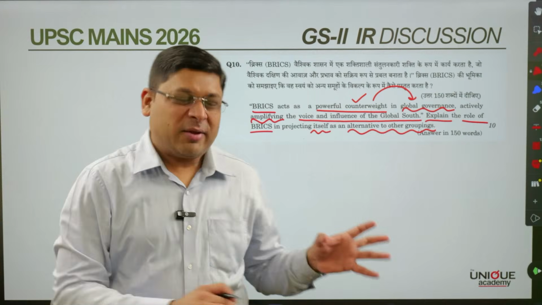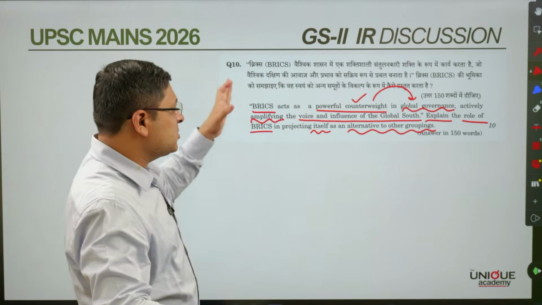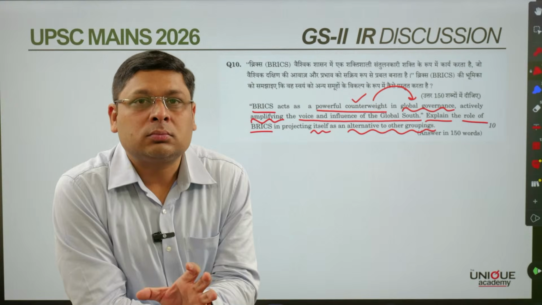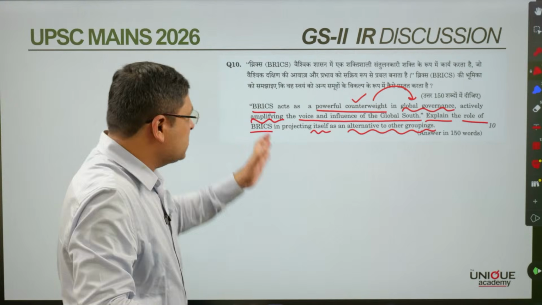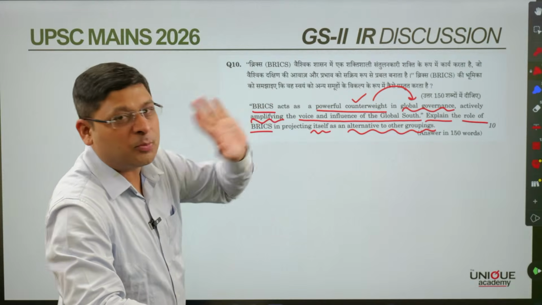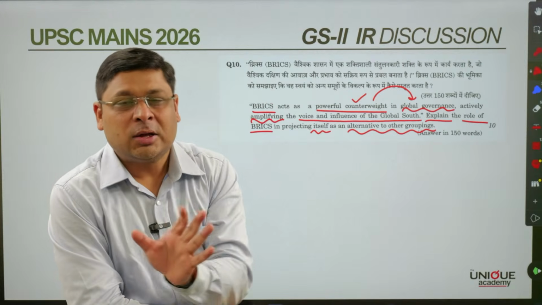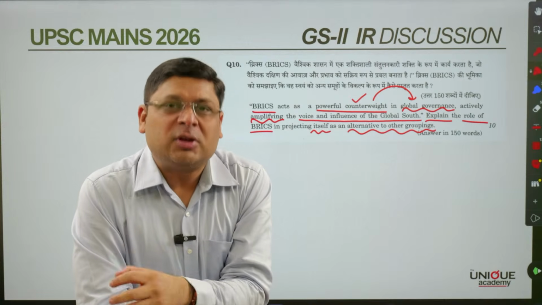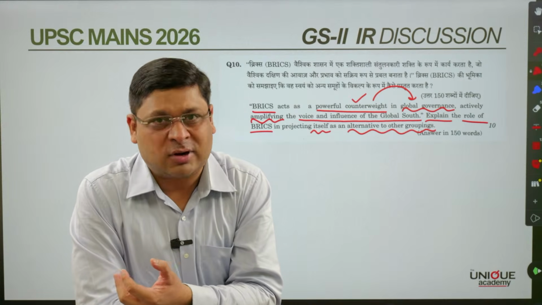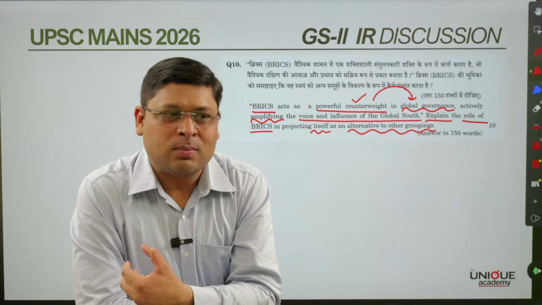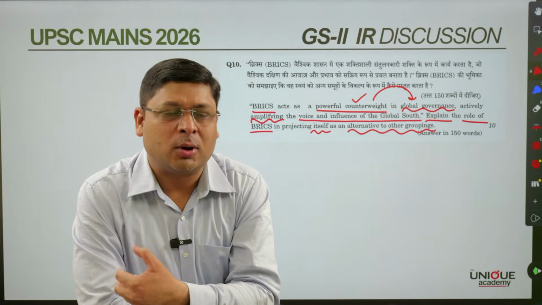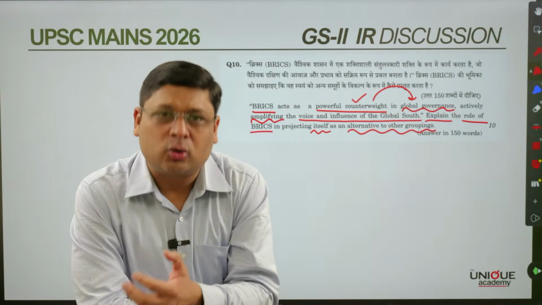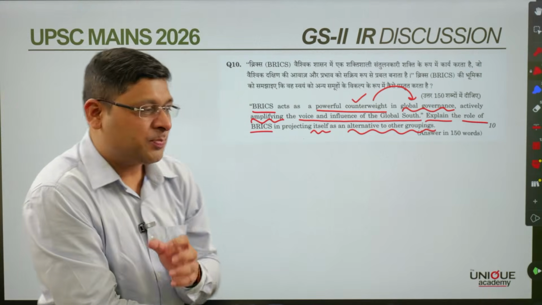Let's go one by one. First of all, please understand the statement looks broadly true. What is the statement? Let us repeat that. BRICS acts as a powerful counterweight. There's no doubt about that. Because consistently, BRICS countries and collectively BRICS have been advocating for reforms in global governance. You talk about UNSC, you talk about the World Bank, you talk about the IMF. They have been talking about reforms, right? That is one aspect.